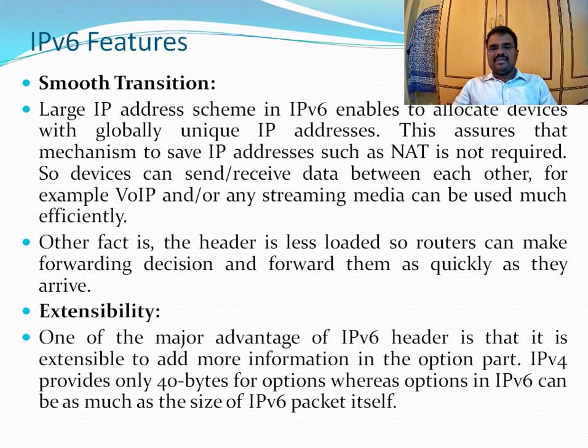Another fact is that the header is less loaded, so routers can make forwarding decisions and forward packets as quickly as they arrive. Extensibility. One of the major advantages of the IPv6 header is that it is extensible to add more information in the option part. IPv4 provides only 40 bytes of options, whereas options in IPv6 can be as large as the IPv6 packet itself. So these are the features of IPv6.